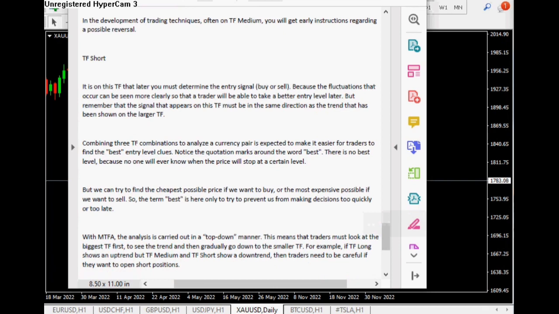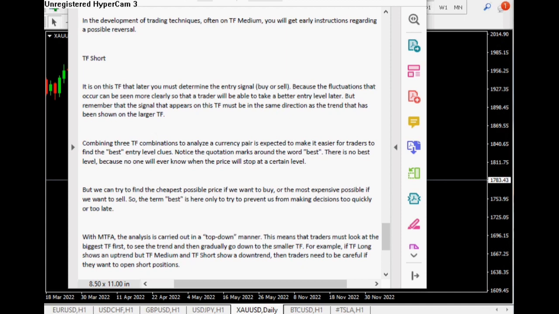TF short. It is on this TF that later you must determine the entry signal, buy or sell, because the fluctuations that occur can be seen more clearly so that a trader will be able to take a better entry level later. But remember that the signal that appears on this TF must be in the same direction as the trend that has been shown on the larger TF.